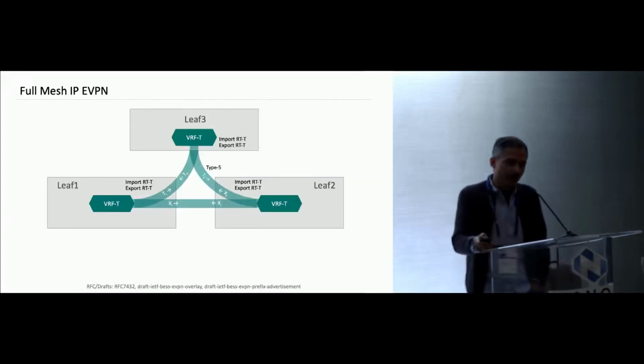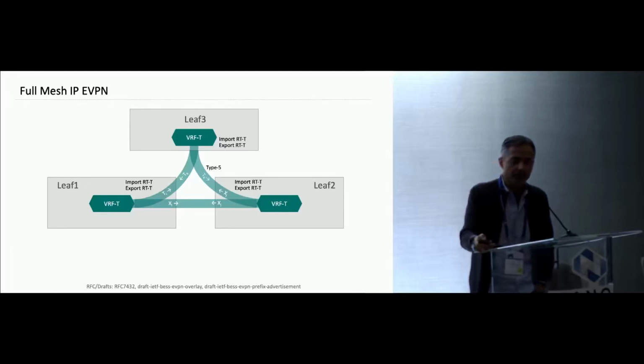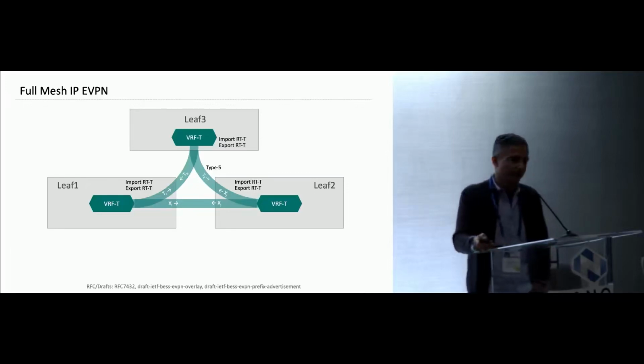So you can have different overlay topologies with the IP-based overlays. In this case, we have a full mesh topology, and the way the full mesh topology happens here is we import and export the same route target, and we have basically a full mesh, right? All of these VRFs see each other's routes.